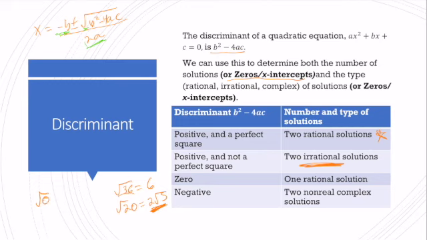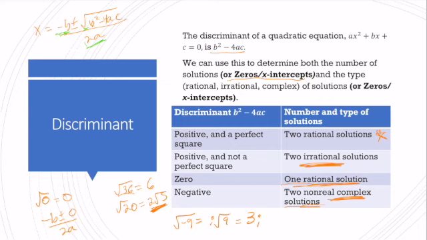If I'm left with the square root of 0, well, the square root of 0 is going to be 0. And if I have negative b plus or minus 0 over 2a, it's just going to be negative b divided by 2a. So I'm left with one rational solution. And if my radical is, say, the square root of negative 9, right? We know that's going to be an imaginary number. So I would have two non-real complex solutions, okay?